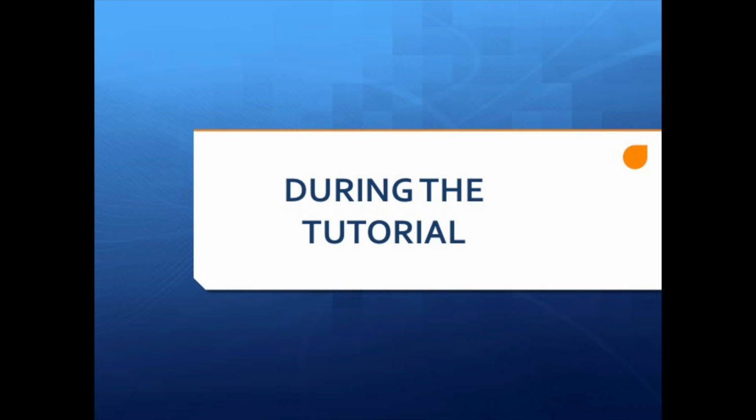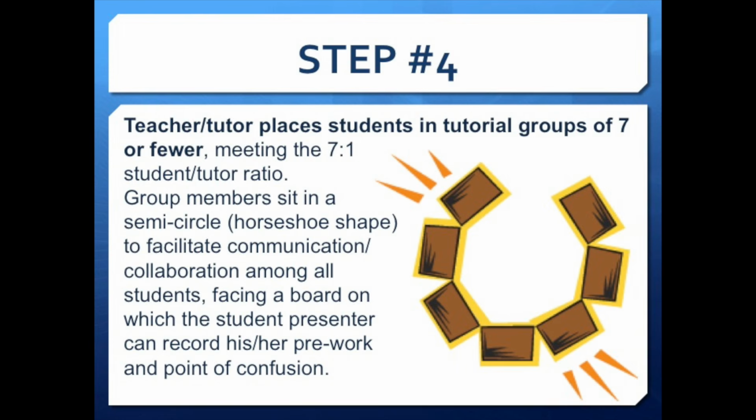The next 4 steps are done during the tutorial. Step 4. Your teacher or tutors will place you into tutorial groups of 7 or fewer. These group members sit in a semicircle, like a horseshoe shape, to facilitate the communication and collaboration among all students, facing a board in which the student presenter can record his or her pre-work and point of confusion. One person will go up at the board at a time and use the board.